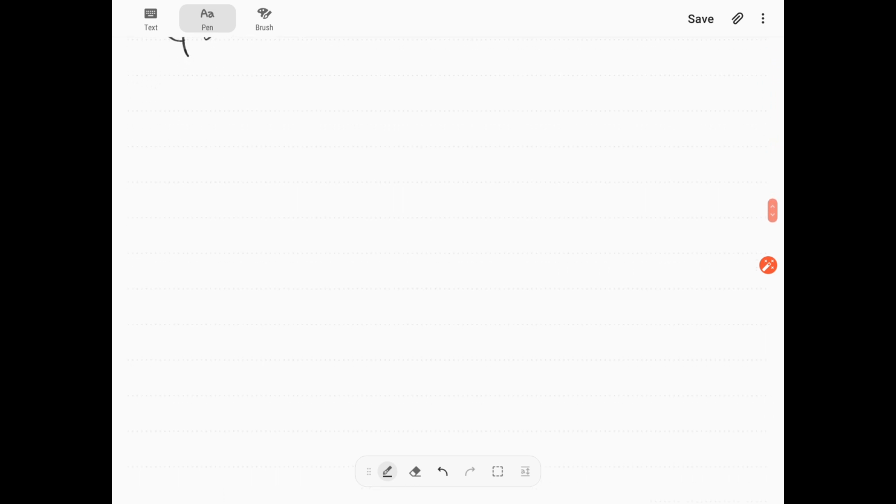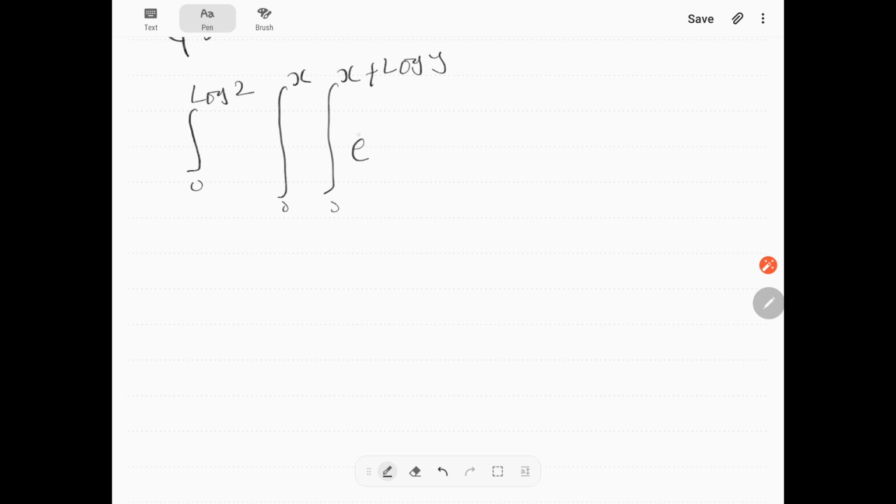The first question is integral 0 to log 2, integral 0 to x, integral 0 to x plus log y, e power x plus y plus z, which he has given. So I am writing it as e power x into e power y into e power z. And I clearly mentioned what the order is. I already explained, because these are functions of x and y, first z. And these are the limits for x and y, because the function of x is there here. The limits are functions of x. Therefore, they are the limits for y. These are constant limits. This is the order.